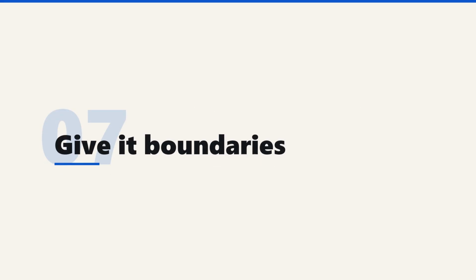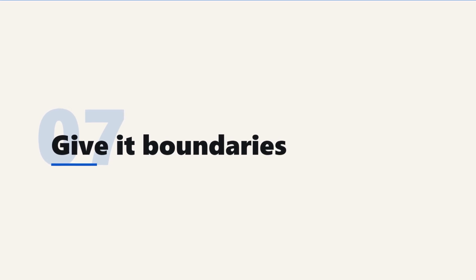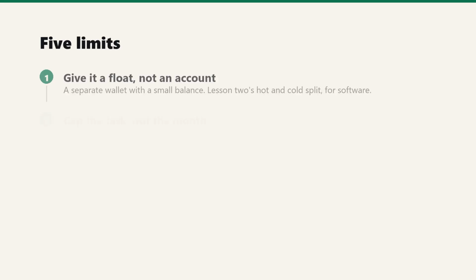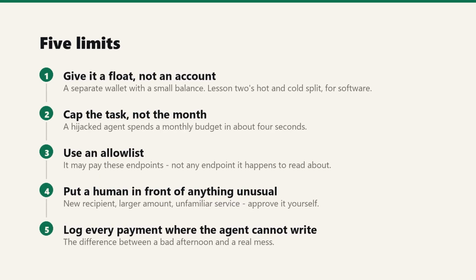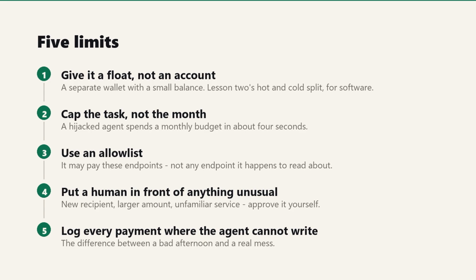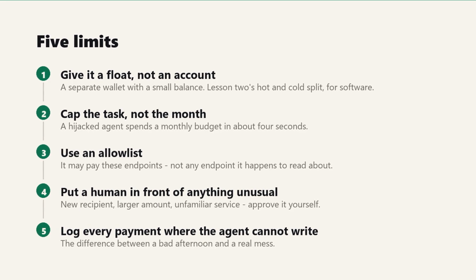So what do you actually do? None of this is a reason to avoid the technology. It is a reason to give it boundaries. Give it a float, not an account. A separate wallet with a small working balance, topped up deliberately. This is Lesson 2's hot and cold split, applied to software. The agent gets the spending money, never the savings.